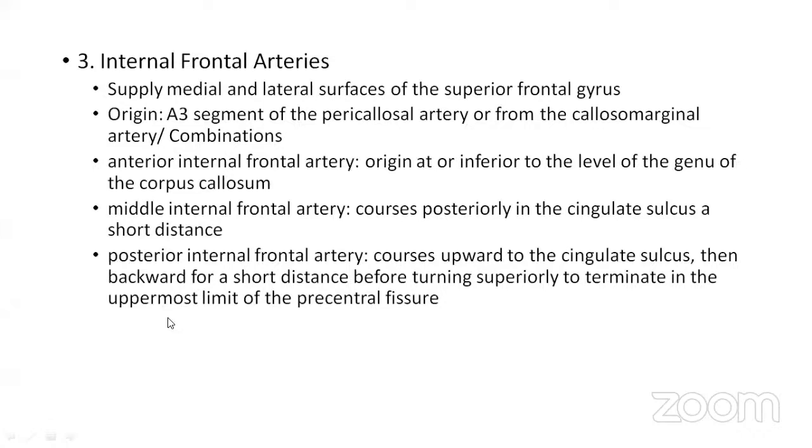Internal frontal arteries supply the medial and lateral surfaces of the superior frontal gyrus. Origin arises from the A3 segment of the pericallosal artery or from the callosal-marginal artery. The anterior internal frontal artery originates at or inferior to the level of the genu of the corpus callosum. The middle internal frontal artery courses posteriorly in the cingulate sulcus for a short distance. The posterior internal frontal artery courses upward to the cingulate sulcus, then backward for a short distance before turning superiorly to terminate in the uppermost limit of the paracentral fissure.